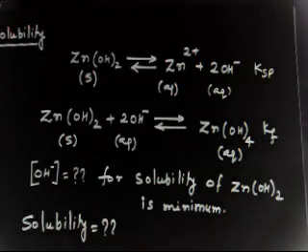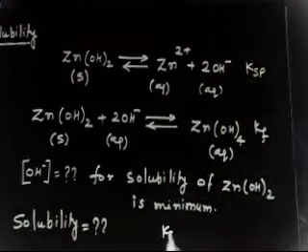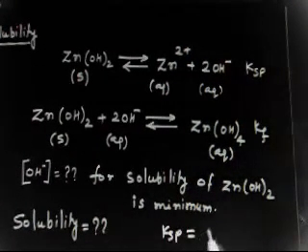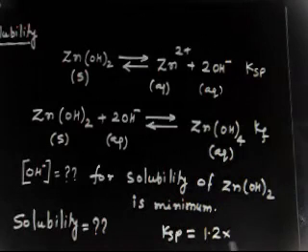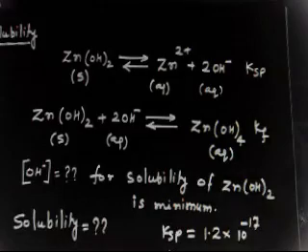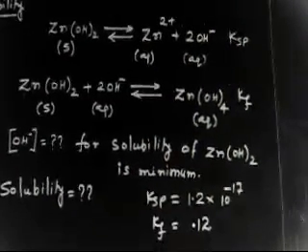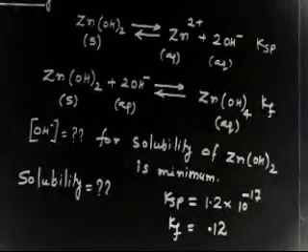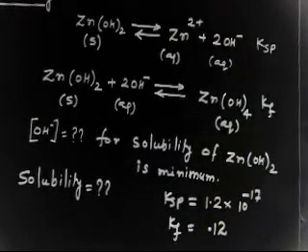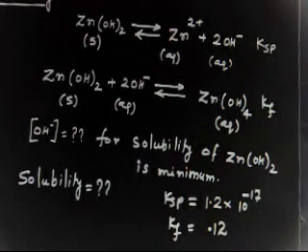So let us copy this one, and Ksp is given to you. The Ksp value is 1.2 into 10 to the power minus 17, and the Kf value is also given, that is 0.12. If you have copied this, then we'll discuss. Let us copy fast. This is a quite interesting problem.